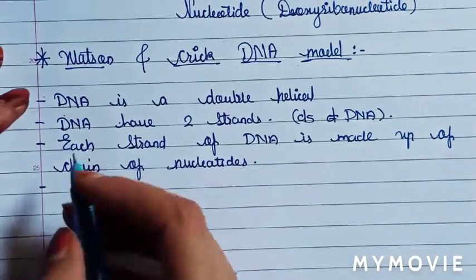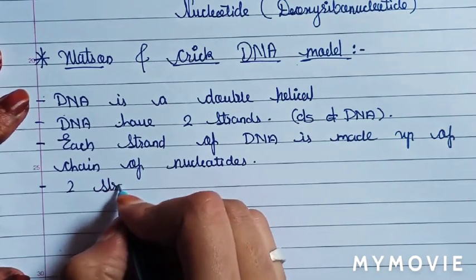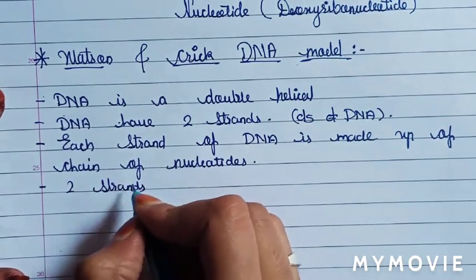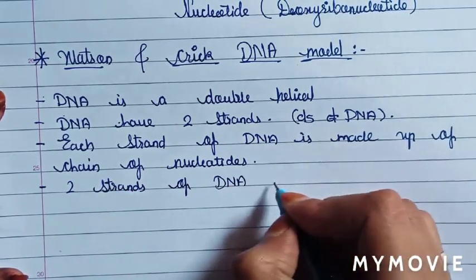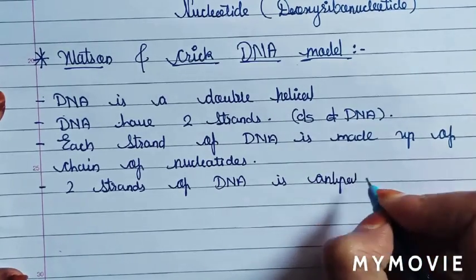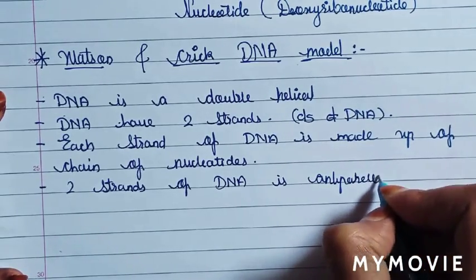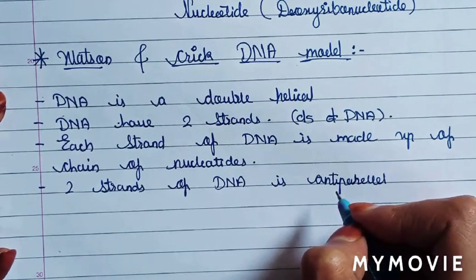These two strands of DNA are antiparallel to each other. Two strands of DNA are antiparallel, meaning one runs from 5' end to 3' end and the other from 3' end to 5' end.